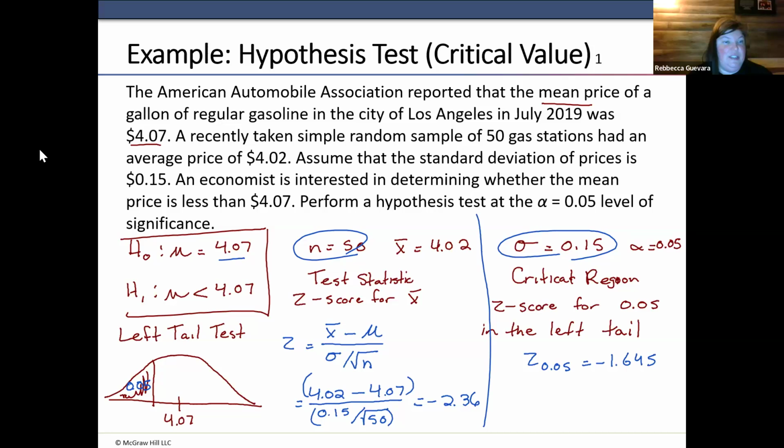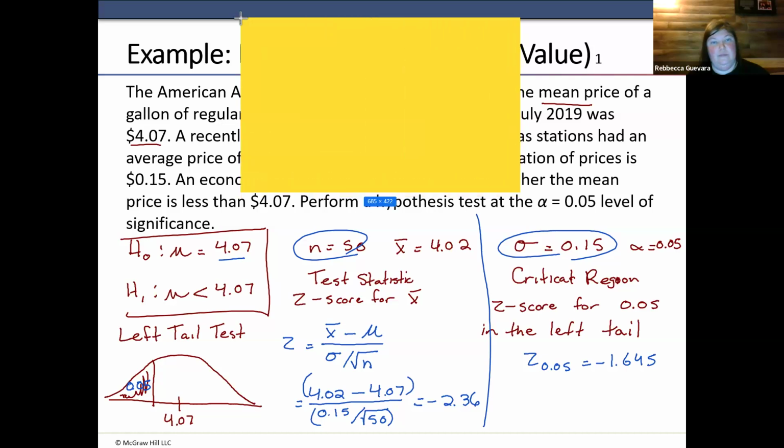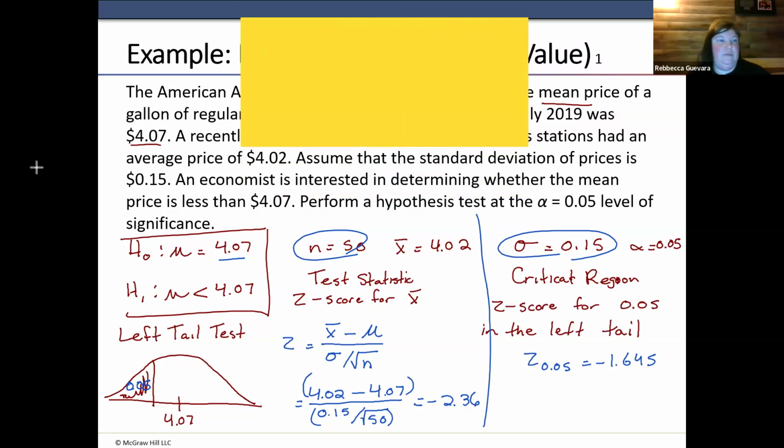So let me draw my little image again, make it a little bigger. So here's my distribution. It is centered at 4.07. We are doing a left tail test, so my critical region is here. And we see this area represents 0.05, so 5% of everything should be in there. So the z-score for this boundary is negative 1.645.